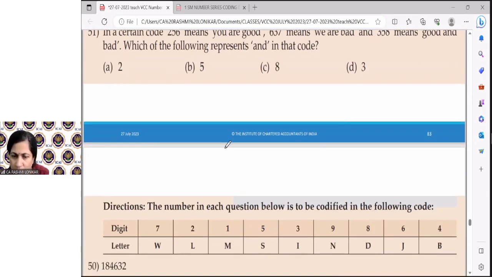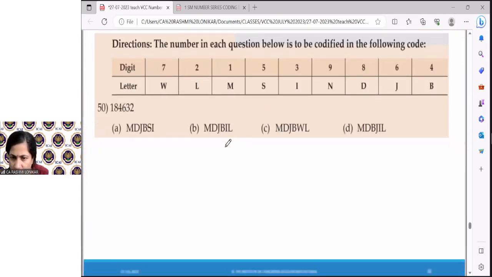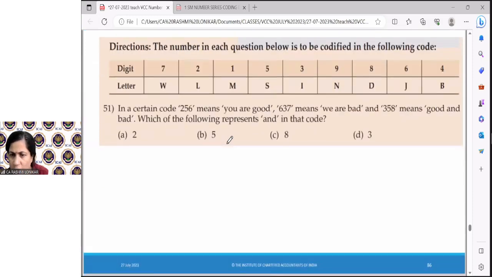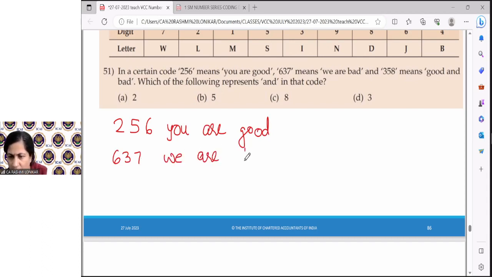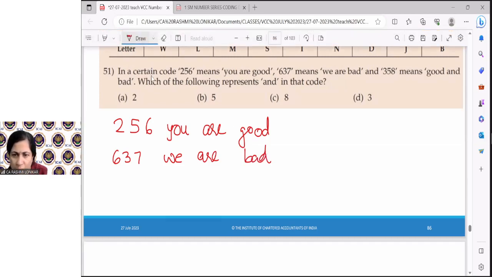Okay, this also sum 51. So 256 means you are good. 637 means we are bad. What is the common word between these two? R is common. What is the common number? 6 is the common number. So R is represented by 6.